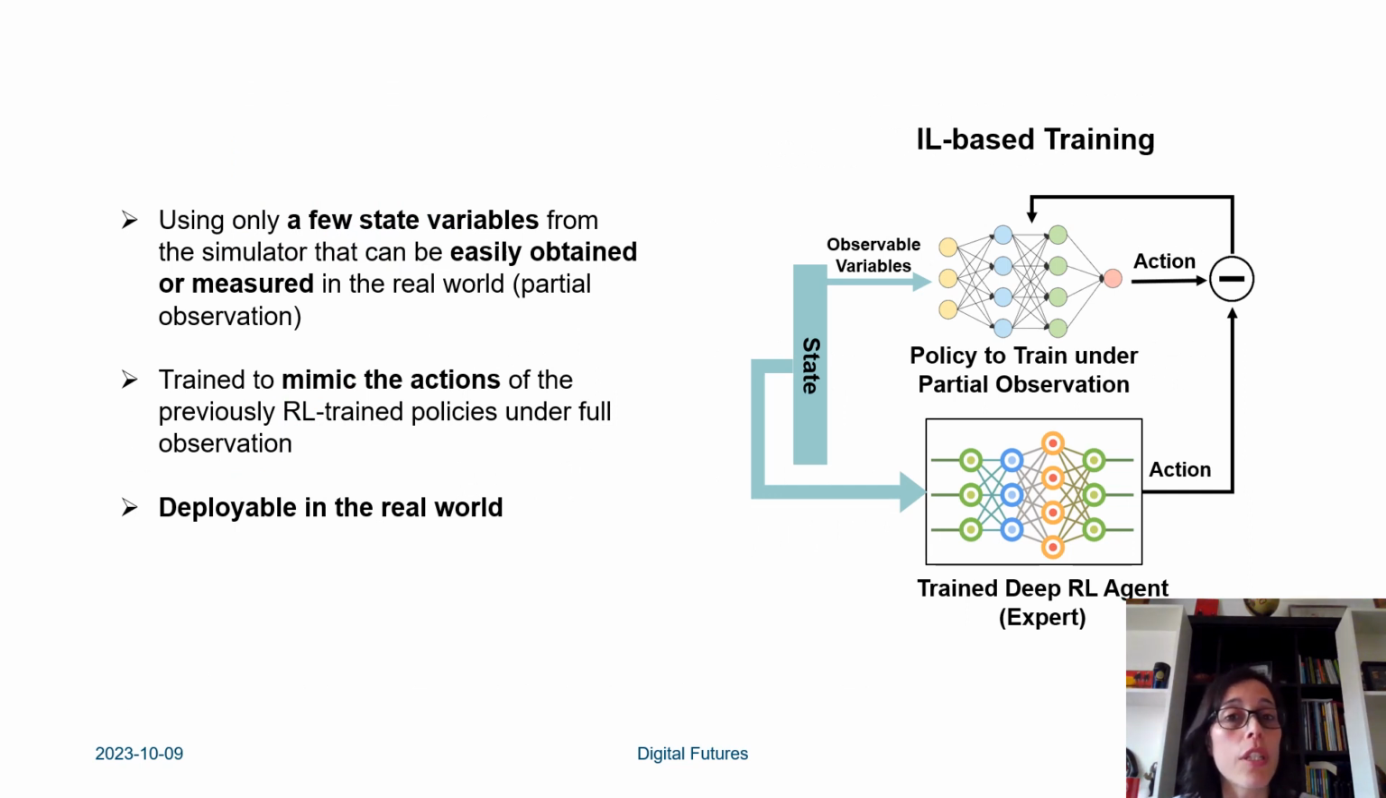Then we leverage imitation learning as a new tool to find the optimal management policies that require only observable variables that can be easily obtained or measured in the real world. The imitation learning seeks to learn a policy by imitating the behavior of an expert, which in this case means by mimicking the actions of the previously reinforcement learning trained policies under full observation. The imitation learning trained policies can be deployed in real world since the policy only requires observable states from the environment.